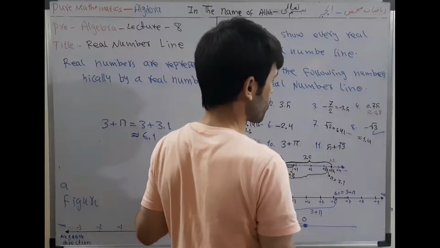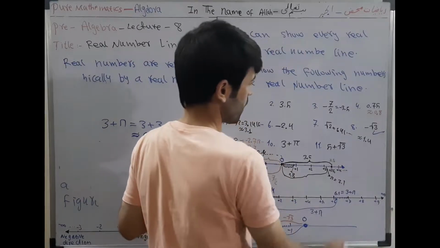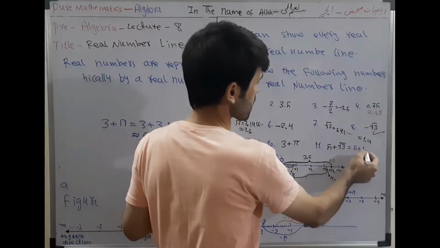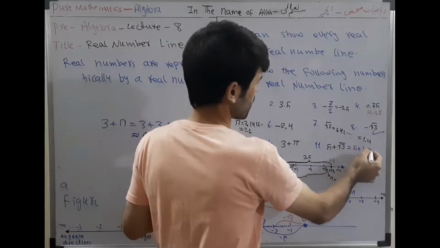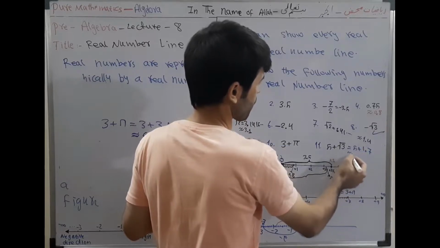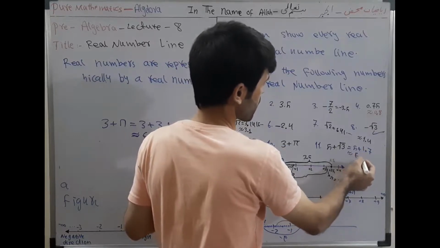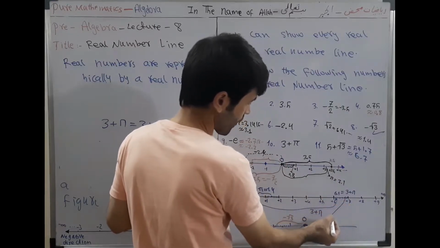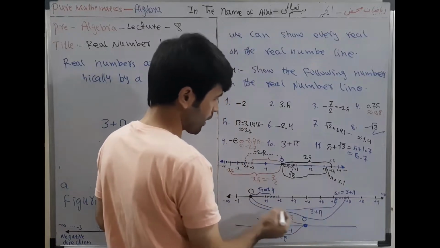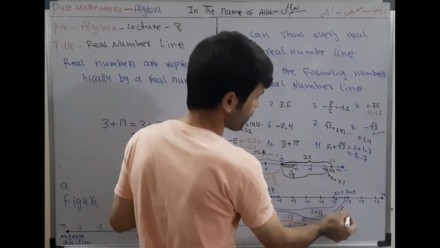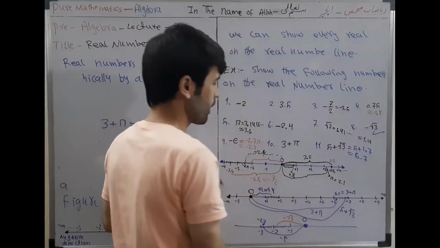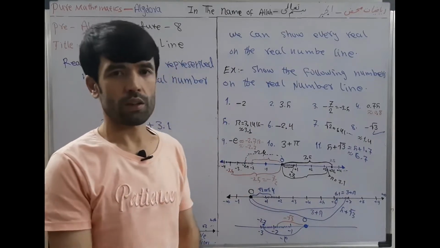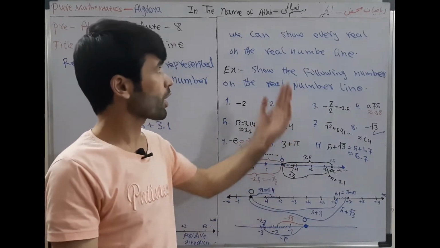5 plus square root of 3. It is equal to 5 plus 1.7, approximately equal to 6.7. 6.7 is here. Yes, it is called 5 plus square root of 3. Similarly, we can show every real number on the real line. It was the lesson of this lecture 8.